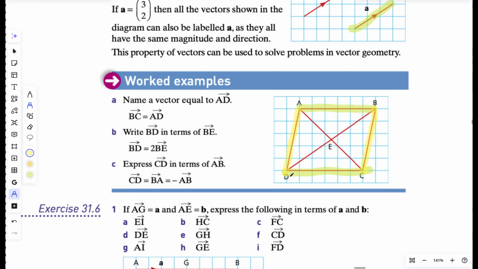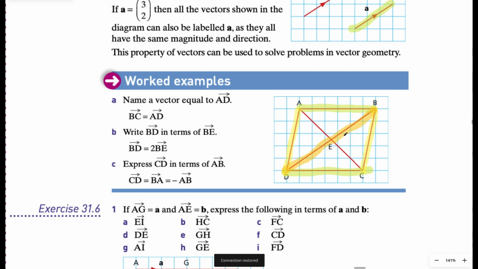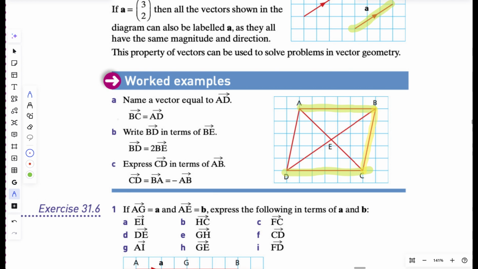Now if you say write BD in terms of BE, this diagonal BD, where's our BE? Write BD in terms of BE. Meaning BD is twice BE. You can see BE is half of BD. So we can simply say BD is 2 BE.